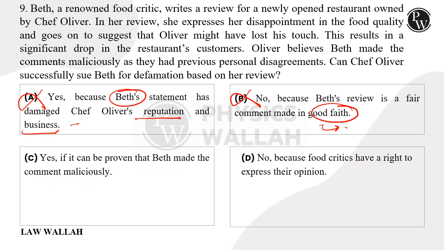Let's see option C, that says yes, if it can be proven that Beth made the comment maliciously. This is the right option, because the passage highlights that they had some old personal disagreements, because of which this critic has written bad reviews about the restaurant. So if the chef can prove that the critic has commented maliciously, a defamation suit can be filed. Let's see the last option: no, because food critics have the right to express their opinion. They do have a right, but if it is proved against them, then they can face a defamation suit. So this is also a wrong option.